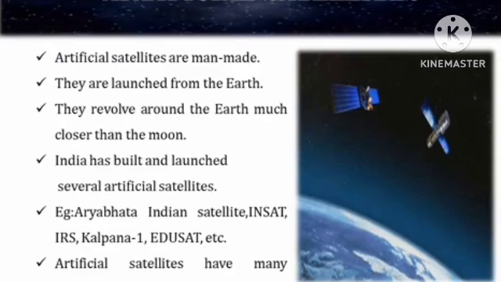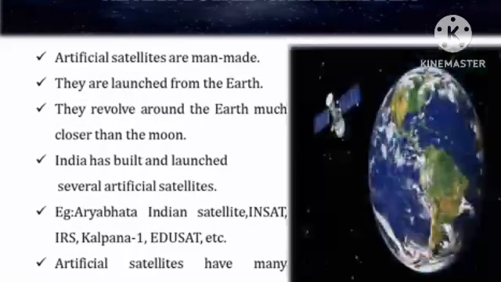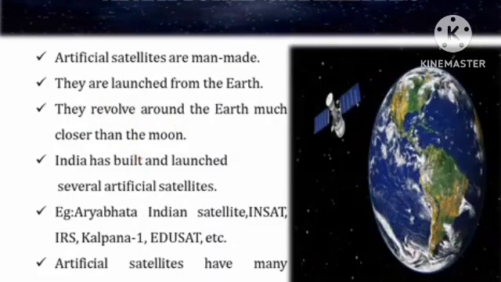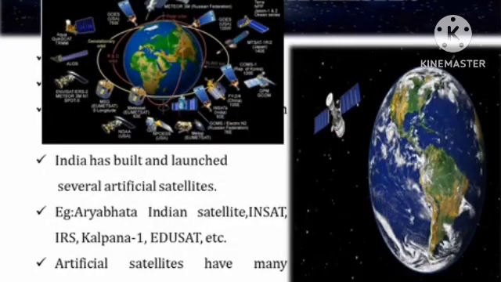Artificial satellites. We have already studied that any celestial body which revolves around another celestial body is called a satellite. And there are natural satellites and artificial satellites. So artificial satellites are man-made. They are launched from the earth and they revolve around the earth much closer than the moon. India has built and launched several artificial satellites like Aryabhatta, which was the first Indian satellite, then some other satellites like INSAT, IRS, Kalpana-1, EDUSAT, etc.